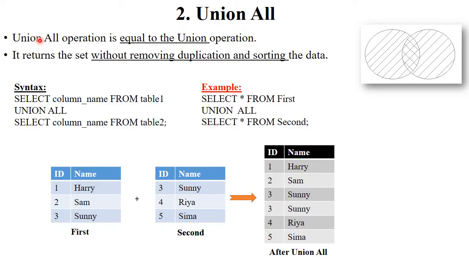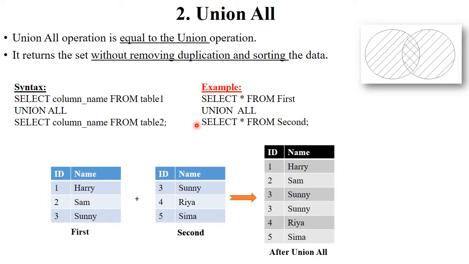Next. Now the next set operator is union all. Generally the union all operation is similar to the union operation. Both operations are the same, but the difference between union and union all is that the union operator removes duplicate data, while union all does not remove duplicate data and takes duplicate data as it is in the result set.